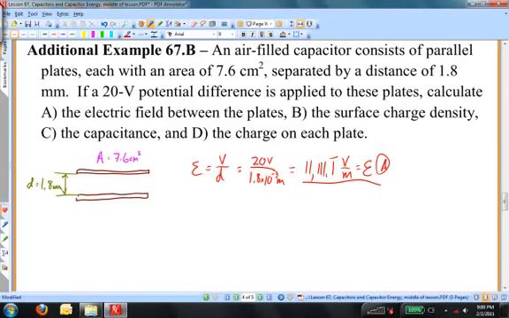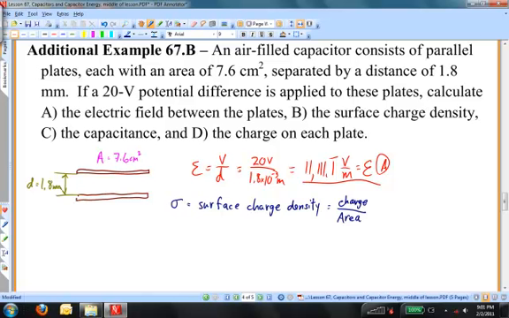B, the surface charge density. What is meant by surface charge density? In other physics texts, you're going to see surface charge density represented by the symbol sigma, a lowercase sigma. That means how much charge there is per square meter or square centimeter. Surface charge density is the density of charge on the surface of the plates.